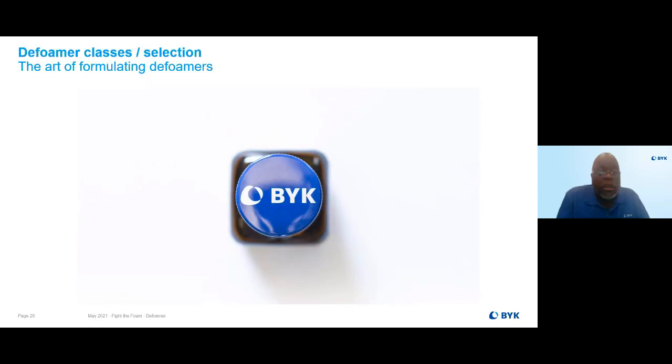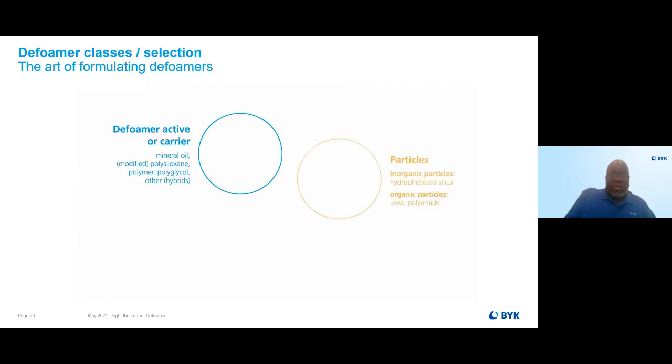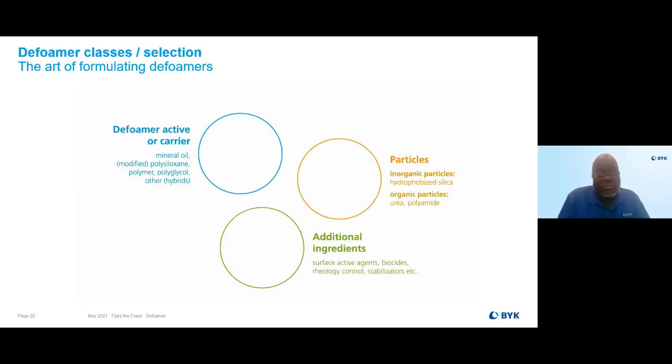Now, here at BYK, when we're formulating defoamers, there are several considerations. First, we have to decide on the active or the carrier, which can be mineral oil, or polysiloxane, polymers, or polyglycols, or a hybrid of any of those. We have to decide if we're going to make it a particle with hydrophobic or urea or polyamides and other ingredients such as, believe it or not, surface active agents, which is what we're developing to fight against, but it is required.